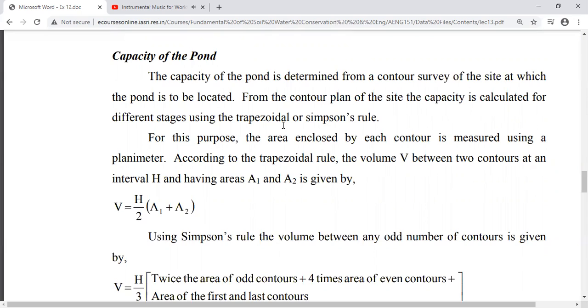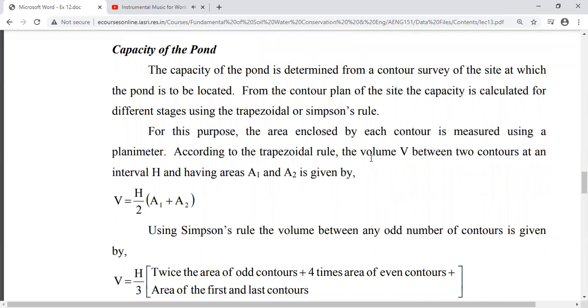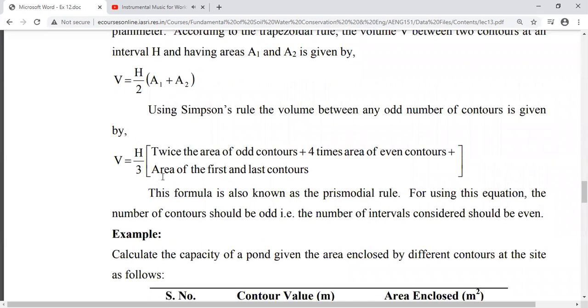According to the trapezoidal rule, the volume between two contours at an interval h having areas A1 and A2 is given by V = h/2 (A1 + A2). Using Simpson's rule, the volume between any odd number of contours is given by V = h/3 [(A1 + An) + 2 × (areas of odd contours) + 4 × (areas of even contours)]. This formula is also known as the pyramidal formula. For using this equation, the number of contours should be odd, that is, the number of intervals considered should be even.